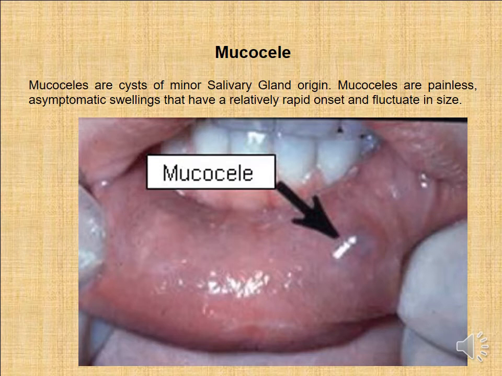Mucoceles are cysts of minor salivary gland origin. They are painless, asymptomatic swellings that have relatively rapid onset and fluctuation in size. In fact, these occur most often in the labial area due to trauma from the anterior teeth to the microscopic duct of the gland, which leads to easy fibrosis and closure of the minor salivary gland duct and a cystic lesion. It is painless and rapidly enlarged, without any problem, and only aesthetically causes a problem to the patient.